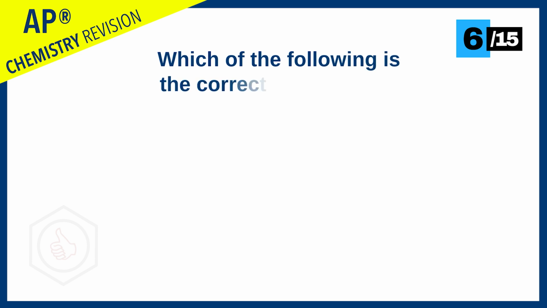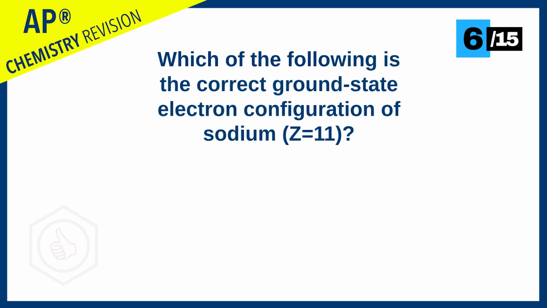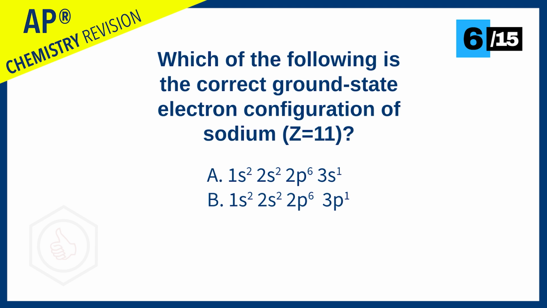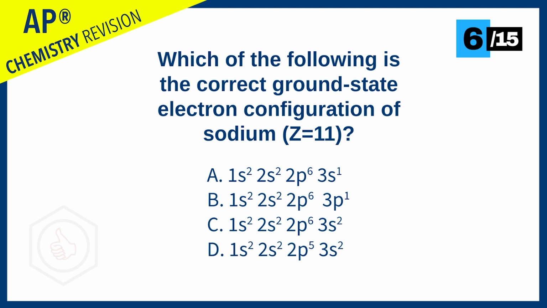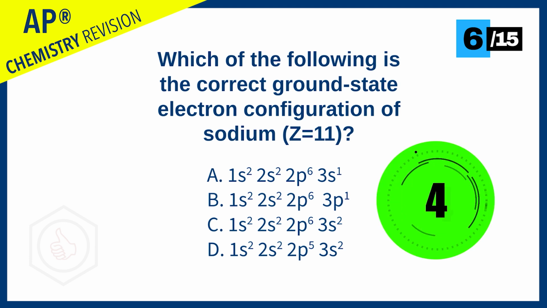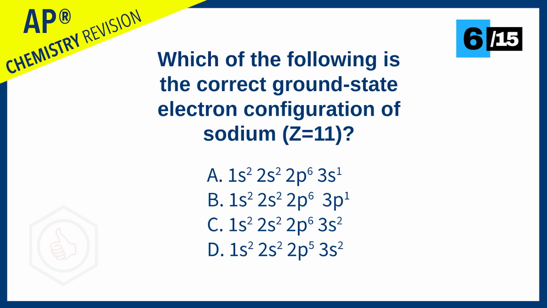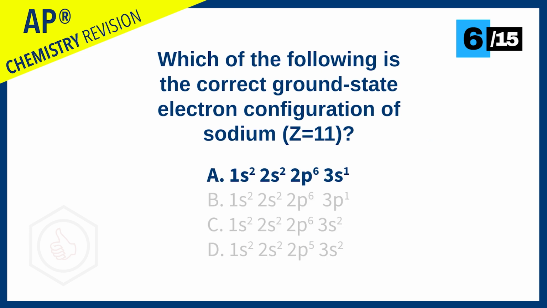Which of the following is the correct ground state electron configuration of sodium? Atomic number 11. 1s2, 2s2, 2p6, 3s1. 1s2, 2s2, 2p6, 3p1. 1s2, 2s2, 2p6, 3s2, or 1s2, 2s2, 2p5, 3s2. The answer is 1s2, 2s2, 2p6, 3s1.